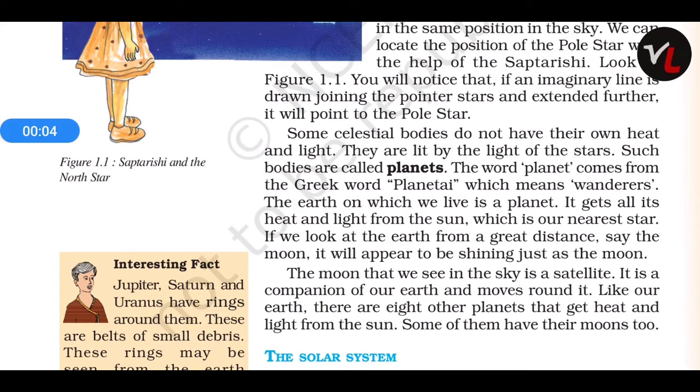Now, let's move on to planets. What are planets? Some celestial bodies do not have their own heat and light. They are lit by the light of stars. Such bodies are called planets. So, what are planets? Planets are celestial bodies that do not have their own heat and light. They are lit by the light of stars. Such bodies are called planets.